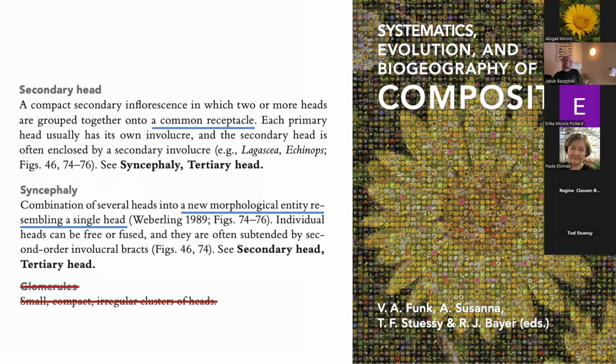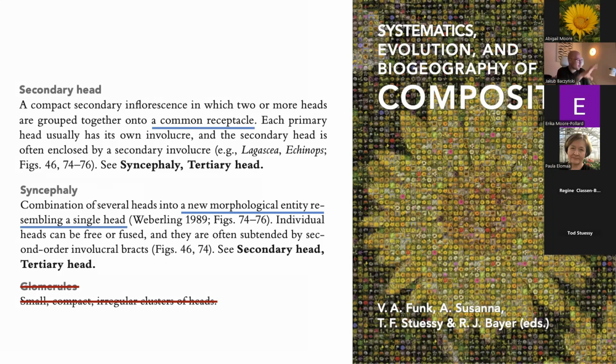And as we can see, syncephalia, or the phenomenon of syncephaly, can be described as a combination of several heads into a new morphological entity resembling a single head. So we have multiple, usually reduced heads combined into a single head-like blossom. And some other definitions also emphasize the presence of a common receptacle or a secondary receptacle in such blossoms.